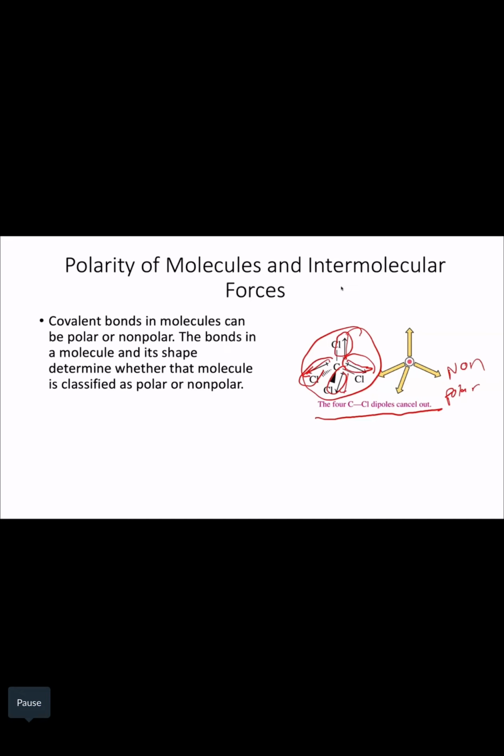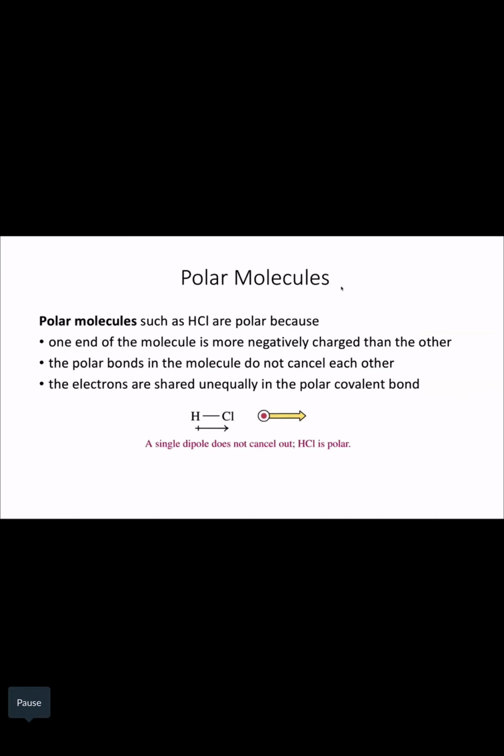So this is where it gets interesting. Yes, we can calculate stuff mathematically, but now we have to deal with the geometry. Here we go with polar molecules. So you have HCl.